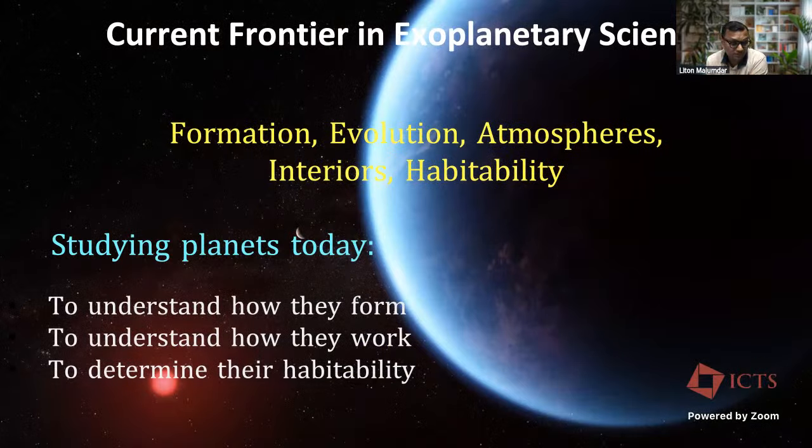So today, the current frontier for exoplanet science is essentially, we already have heard a lot of talk on formation and evolutions. And we also today heard about habitability from Ravi and Sourav. So essentially, by studying planets today, we get the understanding about how these planets were formed and also how they are currently operating. And do we see any signatures in the atmosphere that can potentially tell us whether these planets are habitable, and is there any possibility of detecting these signatures from the atmospheres?